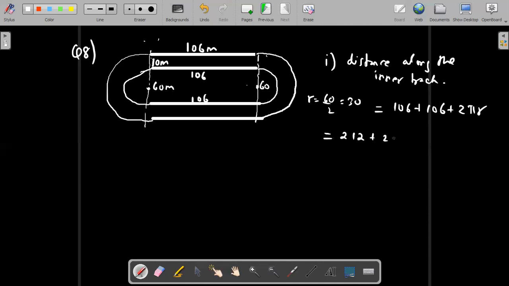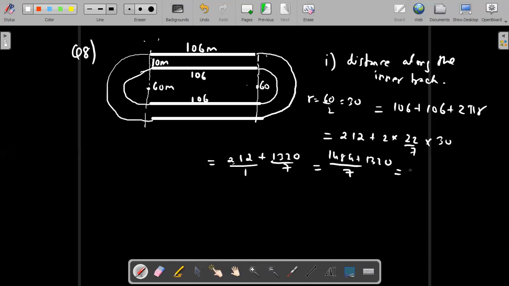So 212 plus 2 into 22 by 7 into the radius, which we take as 30. Solving this further, we get 212 plus 44 into 30, so 1320 by 7. When we take the LCM, this is solved as 1484 plus 1320. So the final answer we get is 2804 upon 7 meters. That is the distance of the inner track.